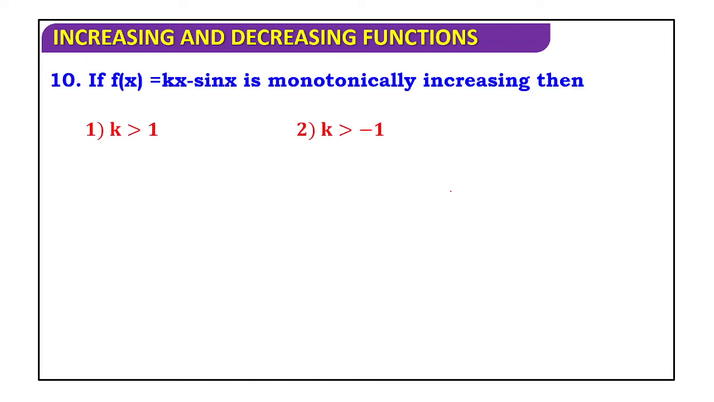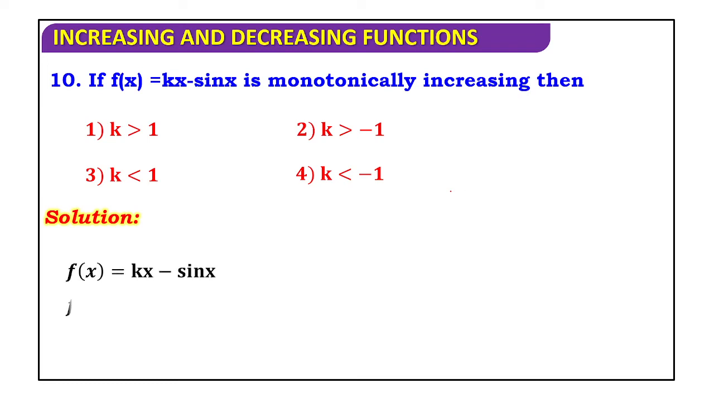Okay, so now we can move to the 10th problem. See, the 10th problem is, if f of x equal to kx minus sin x is monotonically increasing, then k value is what? So first we should differentiate it. So differentiation of kx, k is constant, differentiation of x is 1, k into 1 is k, differentiation of sin x is cos x, so k minus cos x is greater than 0.